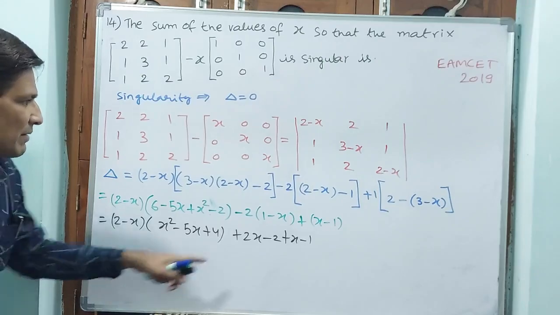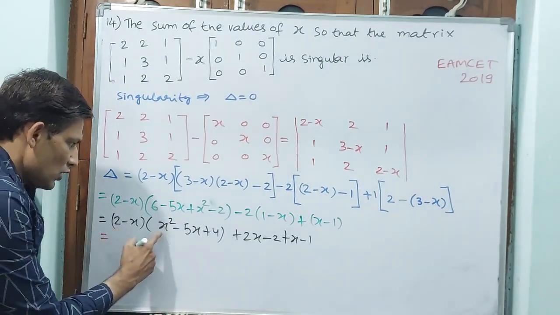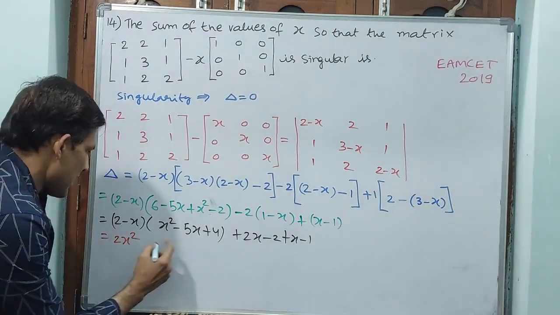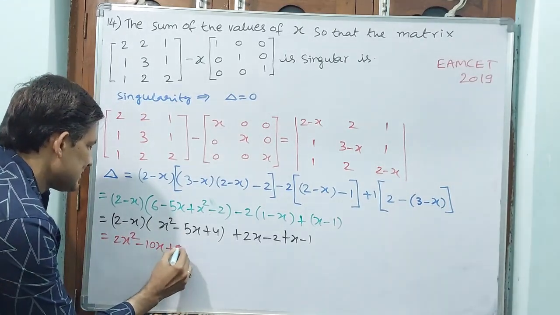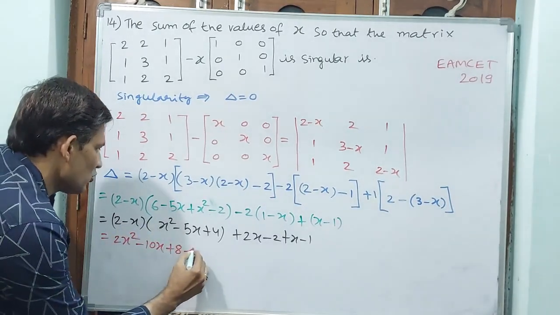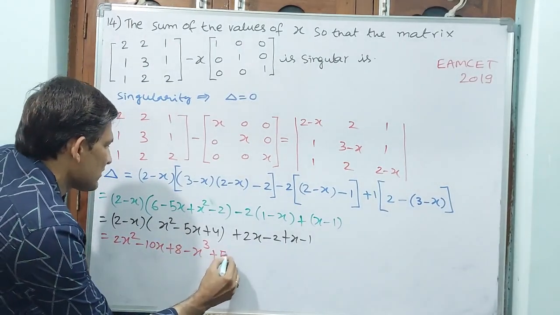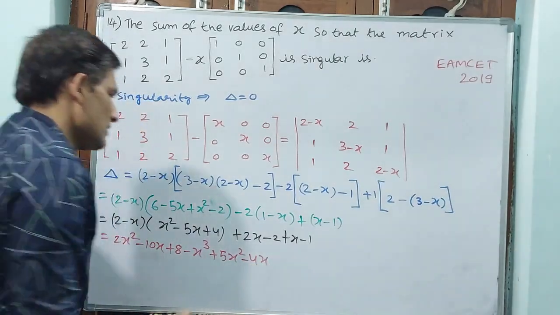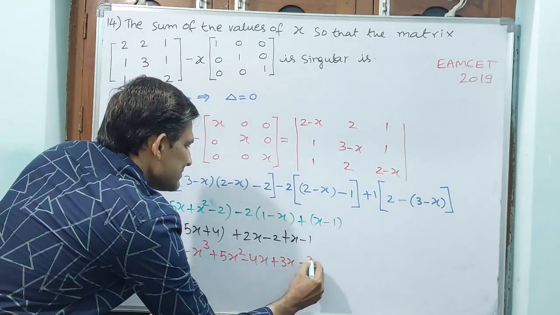But here you do something. Why? Because here the space is not enough. That is why I am continuing here only. You see, now 2x square minus 10x plus 8 minus x cube plus 5x square minus 4x. Okay, you see 2x plus x plus 3x minus 3.